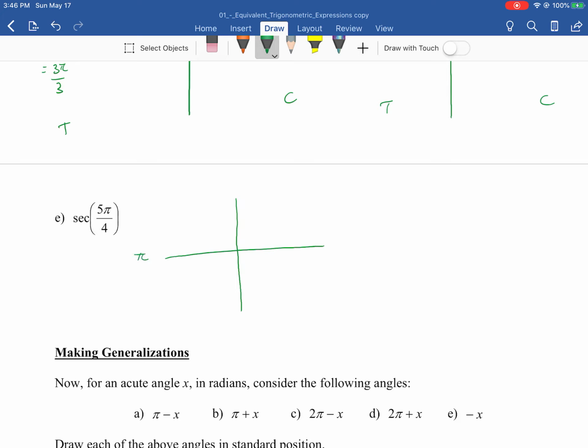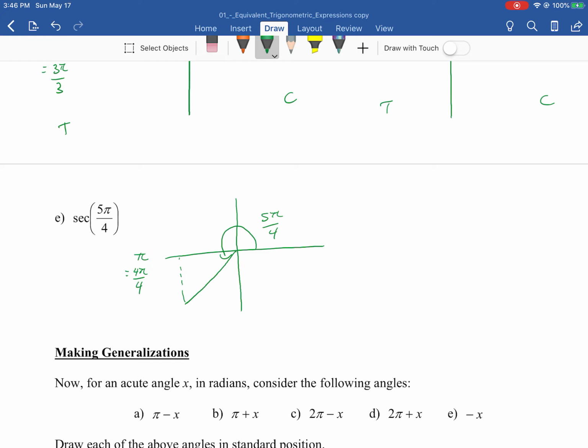Draw the angle they're talking about. Now in this case, there's the angle pi, which in this example I'm going to think of as 4/4. There's 4/4 of pi, 4 out of 4. But we want 5 over 4, which means I've got to go a little farther than 4 over 4. There's my angle 5 pi over 4.